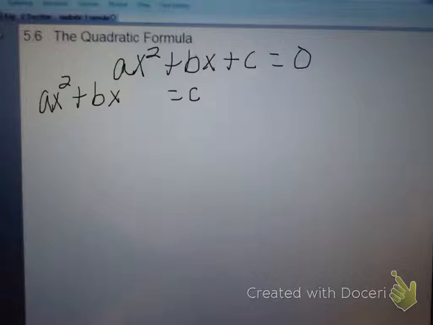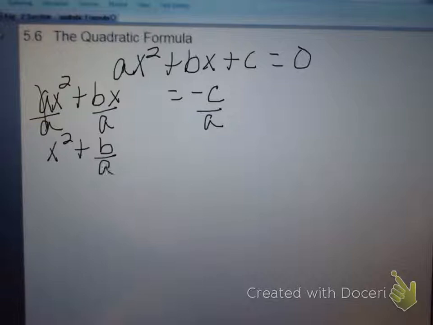So I have to subtract c. I have to move it on the other side, so subtract c. Your a has to be a 1. Your x squared has to have a coefficient of 1, so we have to divide everything by a. So we get x squared plus b over a x is equal to negative c over a.